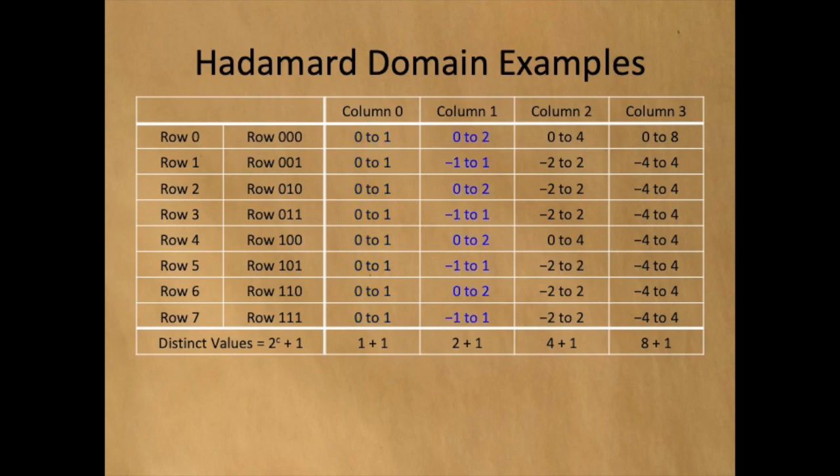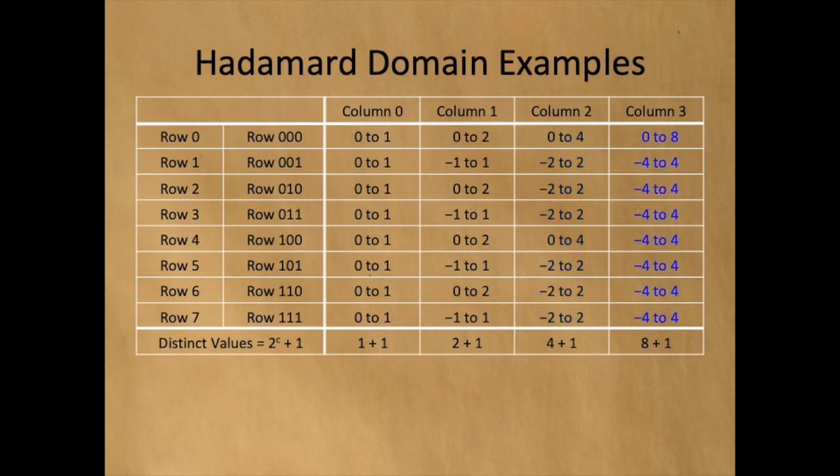There are two different kinds of nodes in column 1. Half have Hadamard domains from 0 to 2, and the other half have Hadamard domains from minus 1 to 1. In column 2, a quarter of the nodes have Hadamard domains from 0 to 4, and 3/4 of the nodes have Hadamard domains from minus 2 to 2.